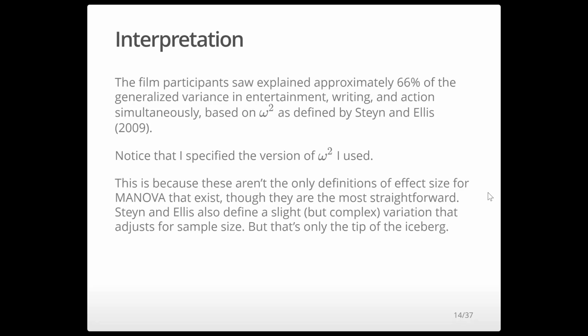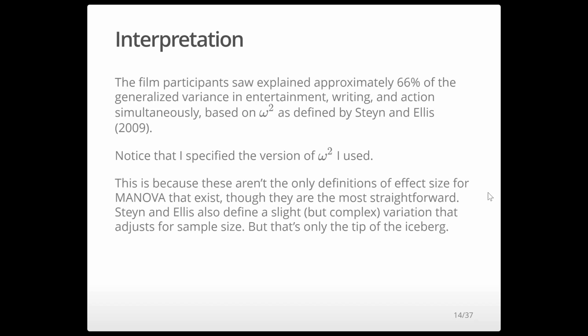And this is because there are actually lots of different ways of thinking about effect size in MANOVA. And there isn't really a universally accepted most popular one at this point. This is based on a paper that David shared. I believe he shared it with you as well. And this is just a very straightforward, nice, easy to interpret version, which is why we like it.